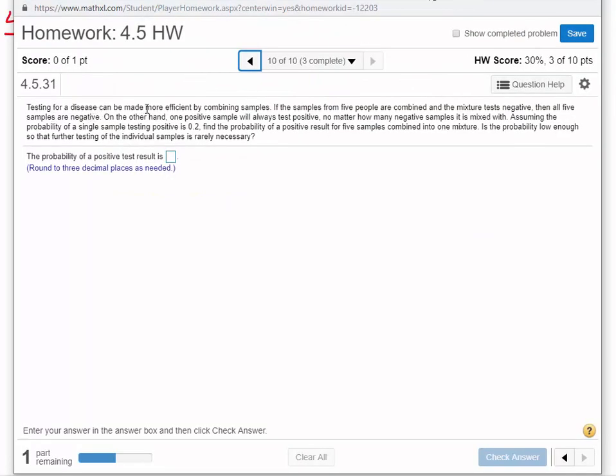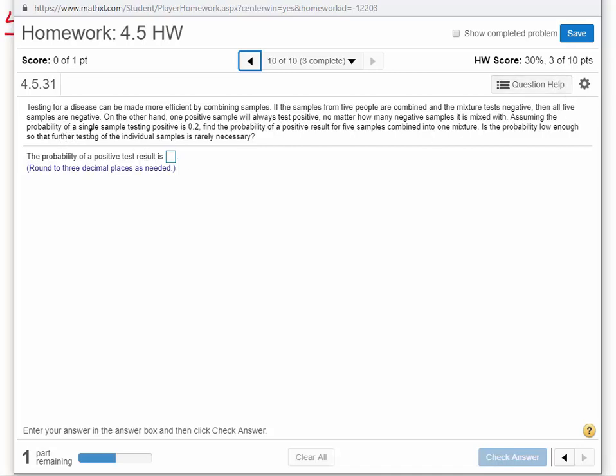Testing for disease can be made more efficient by combining samples. If the samples from 5 people are combined and the mixture tests negative, then all 5 samples are negative. On the other hand, one positive sample will always test positive no matter how many negative samples it's mixed with. So if a sample comes back as positive, that means at least one of those 5 people has the disease or whatever you're testing for, right?